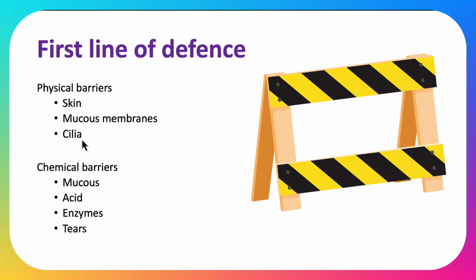And then we've got cilia. Now, cilia are small little hairs. I'm going to talk about those in the mucociliary escalator very soon. And we've got chemical barriers as well. So various parts of the body excrete different types of chemicals. Mucus, acid, enzymes, and even tears.